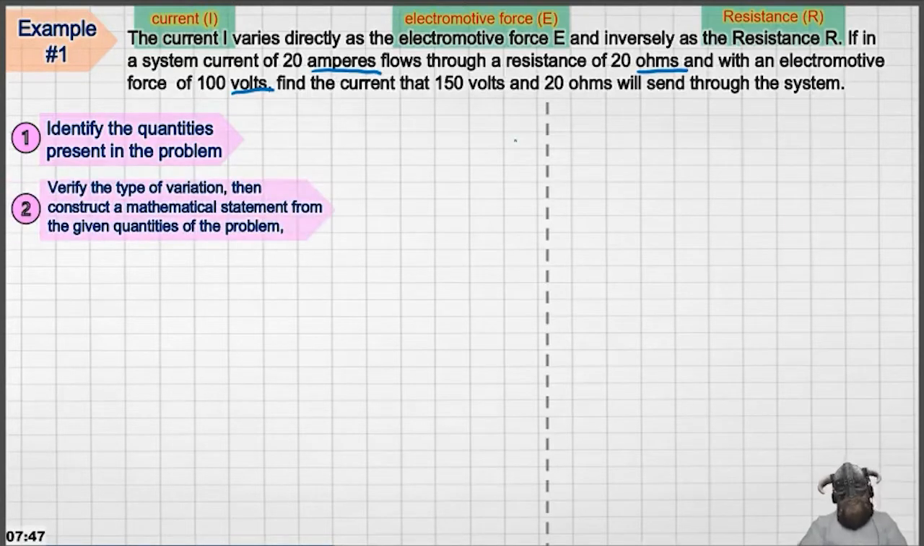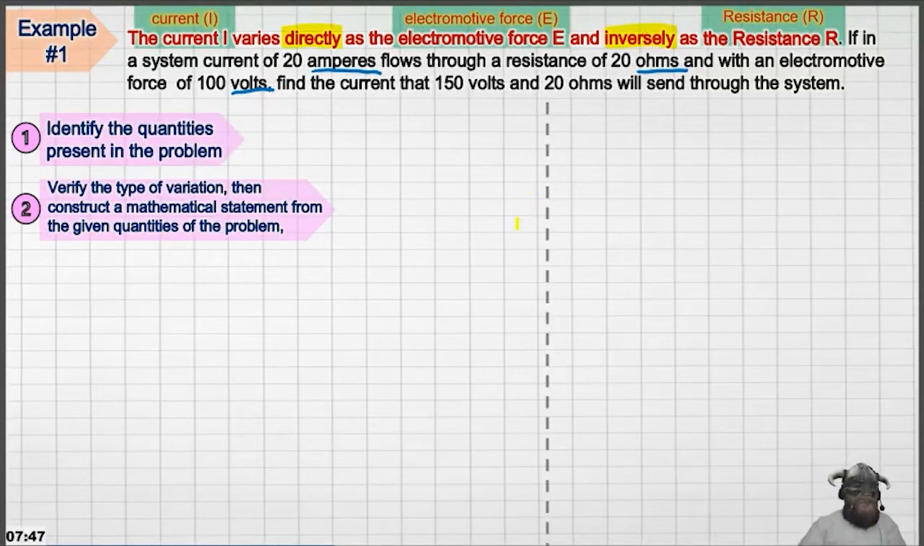So second step is to verify what type of variation is this one. Since we are seeing varies directly and varies inversely, both in the same problem, yung dalawang variation is present sa problem na to, we can verify that this one is combined variation. Ngayon, identify na lang natin yung mathematical statement, which is the same as the joint variation. All you need to do is to highlight the first one and yun lang tayo mag-focus, yun yung interpret natin. So the current I varies directly as the electromotive force E and inversely as the resistance R. So yan yung kuhain natin.